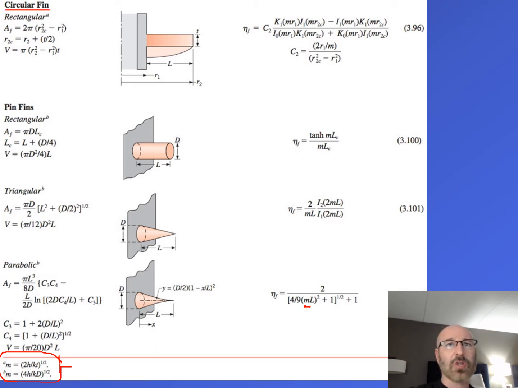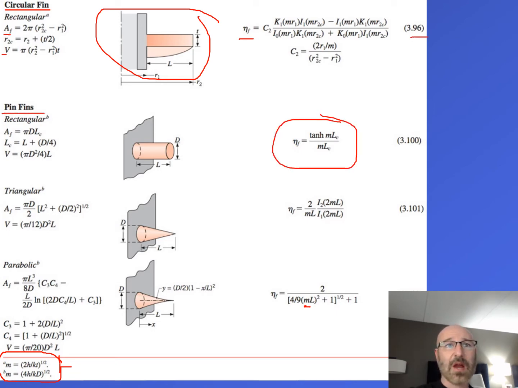So we could have a circular fin right here. So again, we have our A sub F and all of our variables there related back to our diagram here and our general equation for our fin efficiency by 3.96. We could also see the same for our pin fins. Again, with our governing equation for efficiency there.